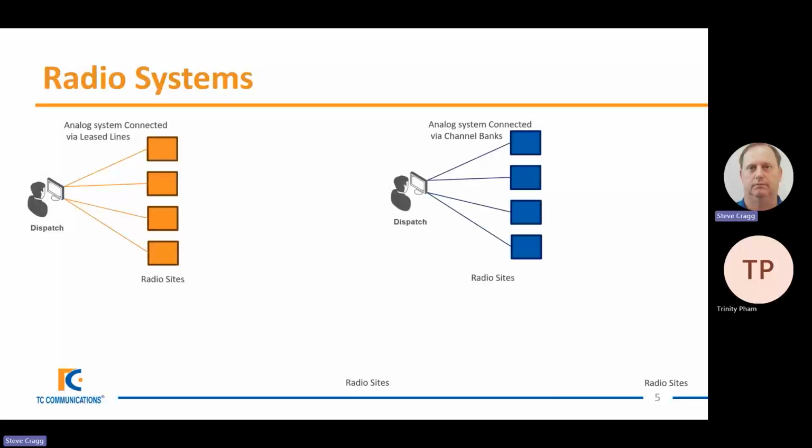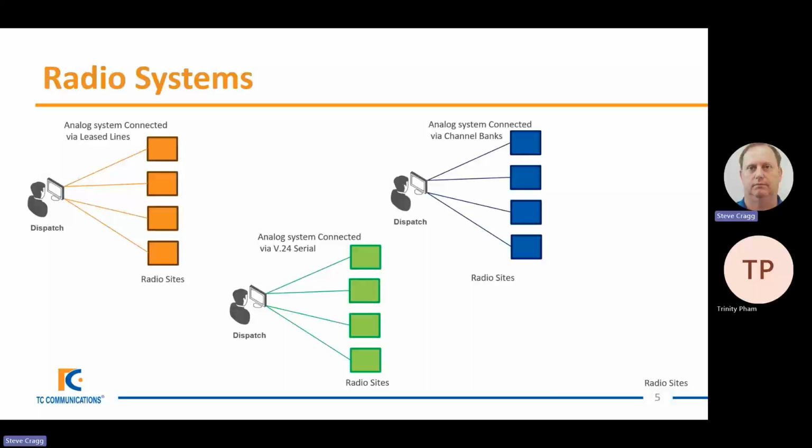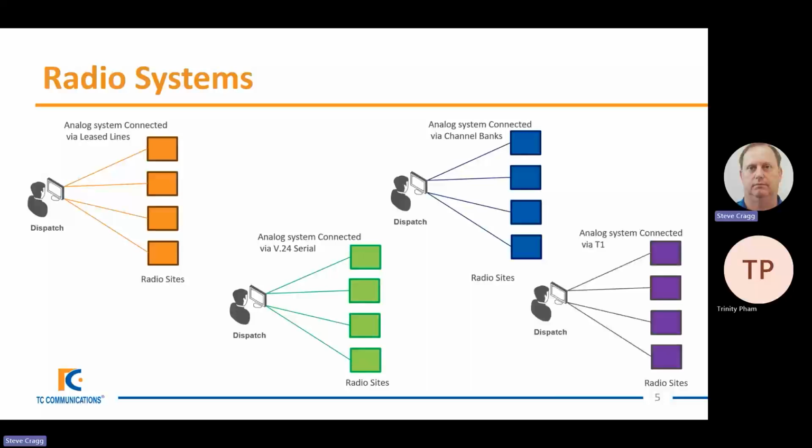So let's just talk about, I mentioned 2 of the radio systems before, analog systems with leased lines and channel banks. There are a couple of others we see a little bit less, or actually quite a lot less. The first one is an analog system connected via V.24 serial. Those of you who have Motorola Quantar radio repeaters will be familiar with that, and we'll cover how to use the JumboSwitch for that to provide a more robust and reliable IP solution.